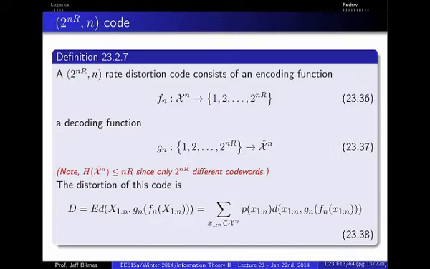So to further set up things, we have a 2 to the nRn rate distortion code. It consists of an encoding function, a decoding function, and then a presumed distortion of this function. This is the distortion. So a given code also has a distortion. There's an underlying probability distribution, a joint distribution, over the blocks of length n.